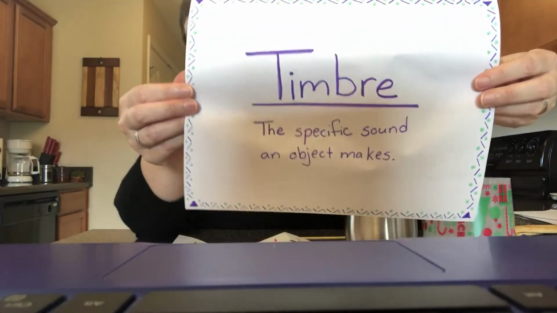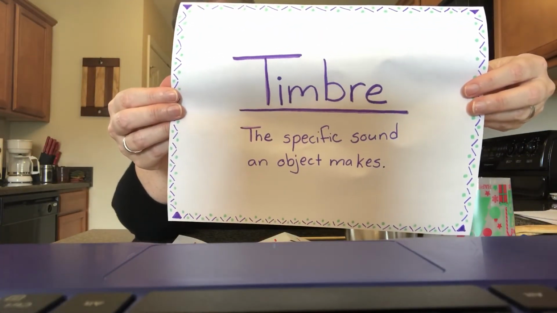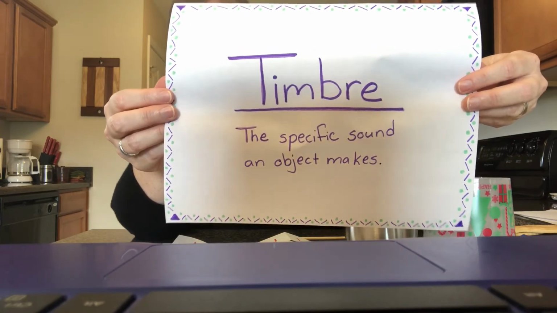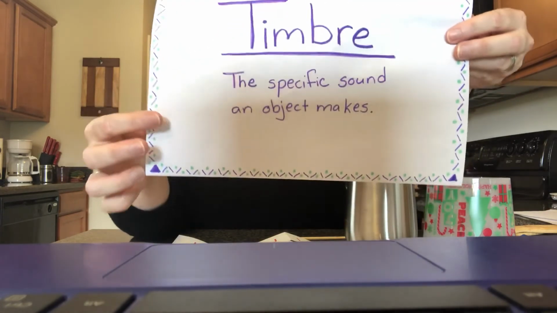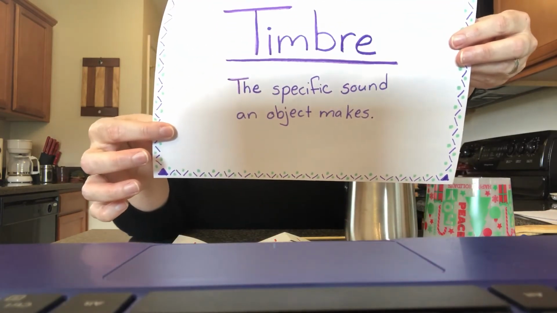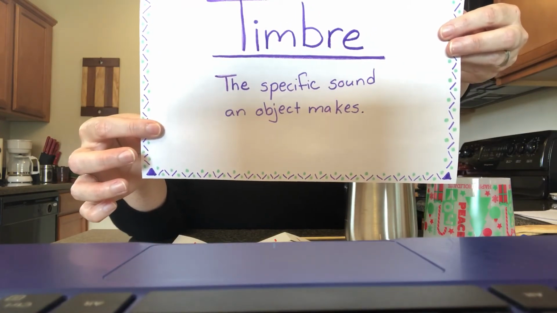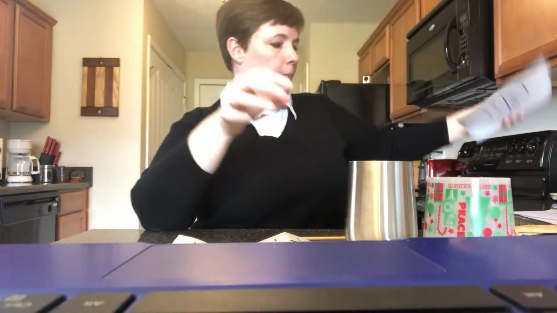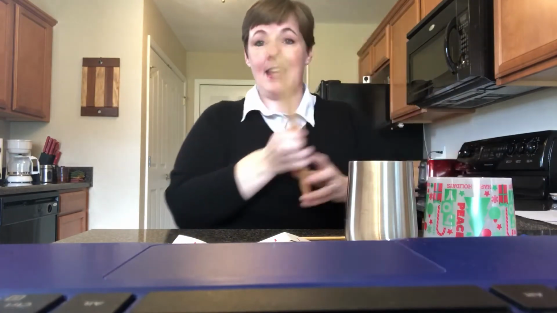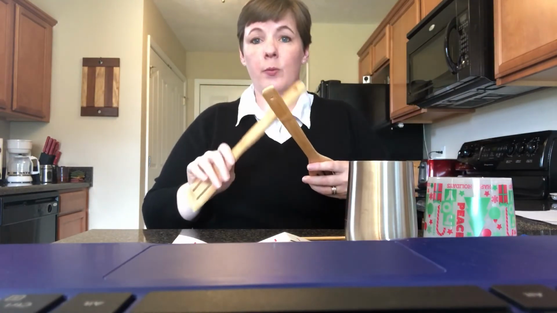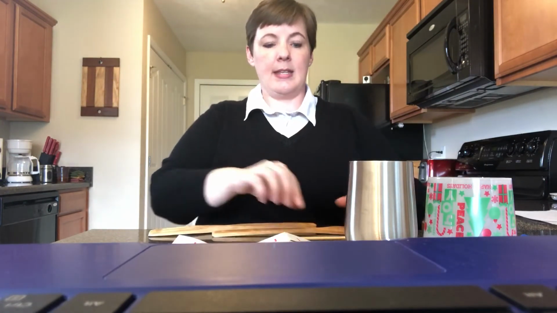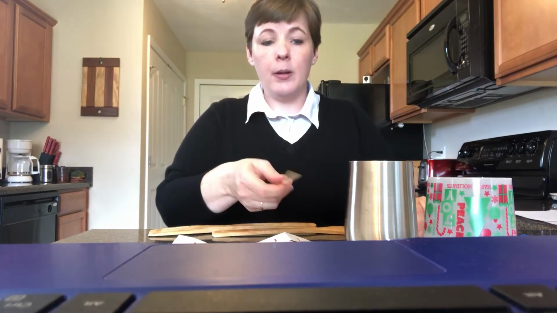Timbre. Timbre is one of those words that doesn't look exactly like it's spelled. We say it timbre. It just means the specific sound an object makes. This is the timbre of the wooden spoons. This is the timbre of the metal cup. This is the shaker.